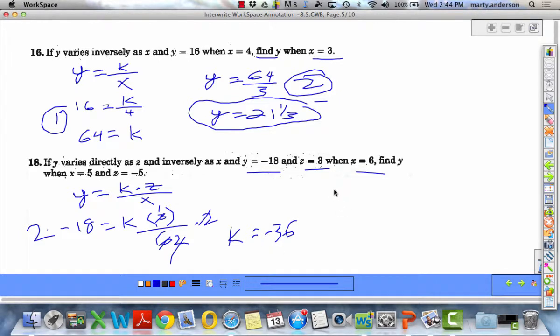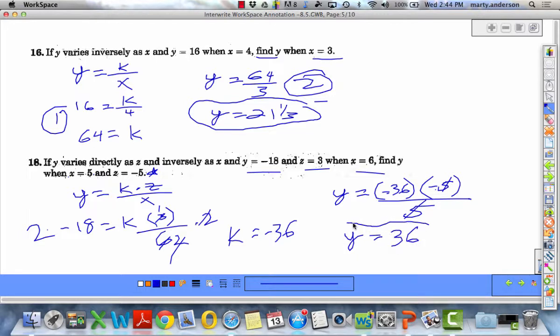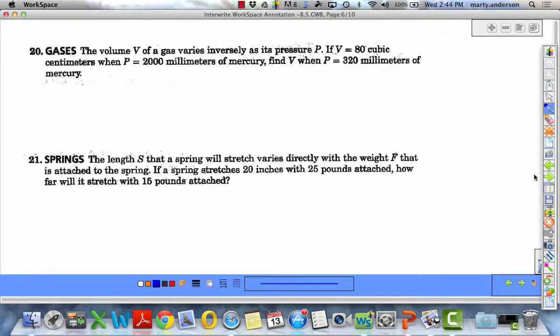Negative 36, again. Now I can find y. My value of k is negative 36. My value of z, I'm getting that over here now, is negative 5, and my value of x is 5. I got a negative times a negative, and the 5s cancel each other out. I get positive 36. So that's a combined which has both direct and inverse. Notice they have to tell you which one's direct and which one's inverse so that you can put them in the right spots. So we get 36. So that's kind of an example of each one of the 4.